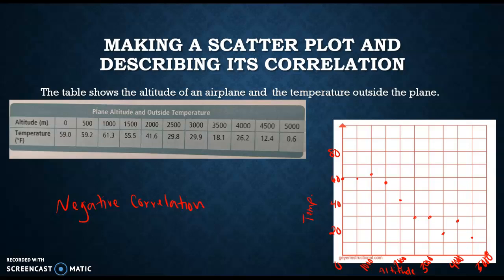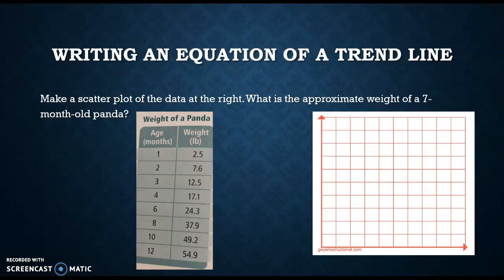All right, so scatter plot. We're just graphing points on a coordinate grid, and we don't draw lines between them. That would make it a line graph. Right now, we're just graphing data points that are not necessarily connected to each other.